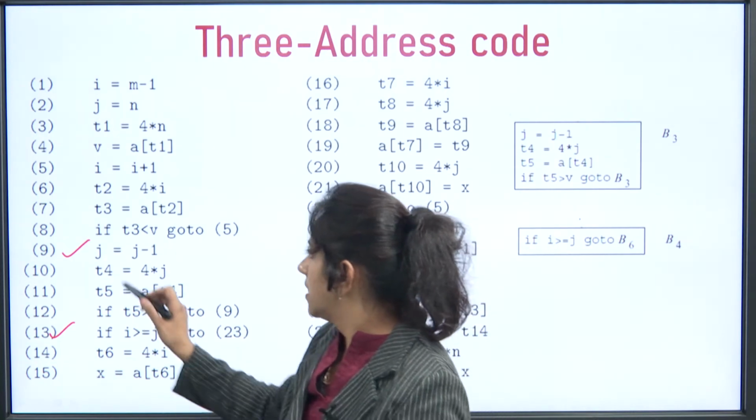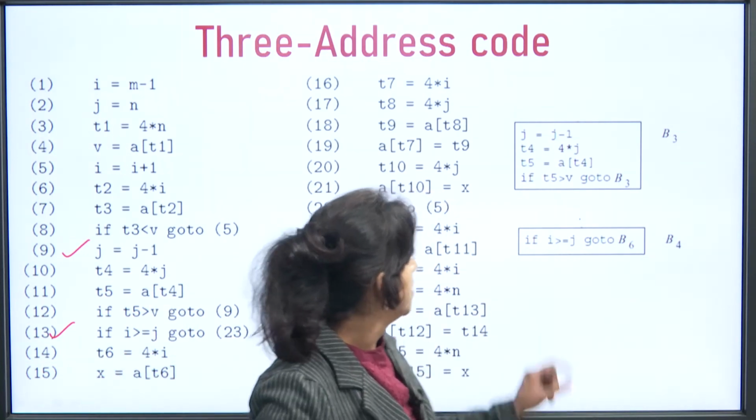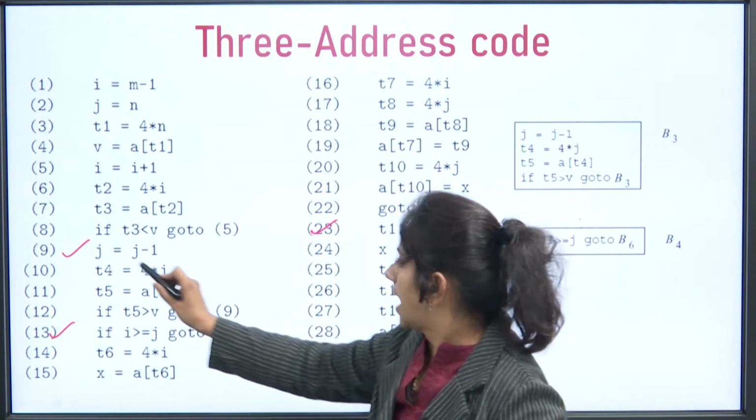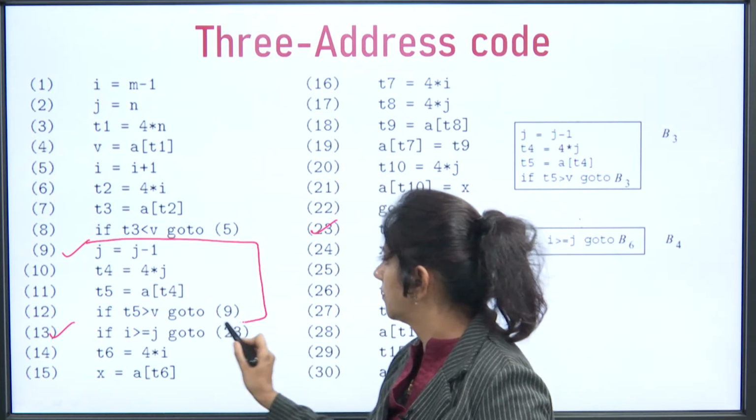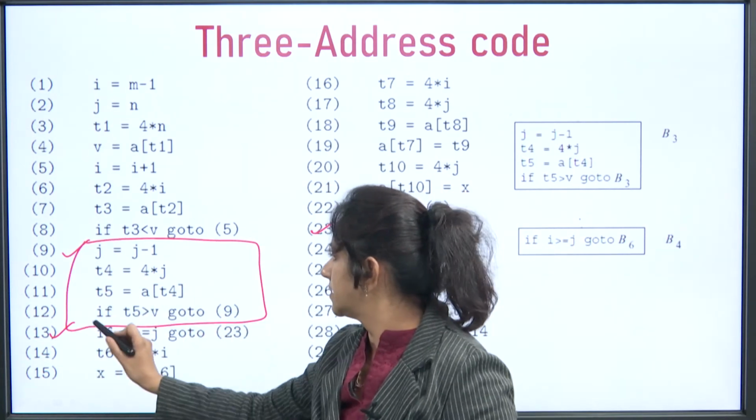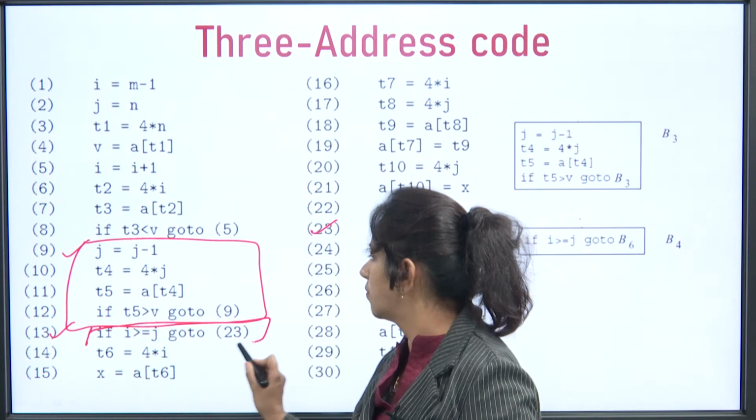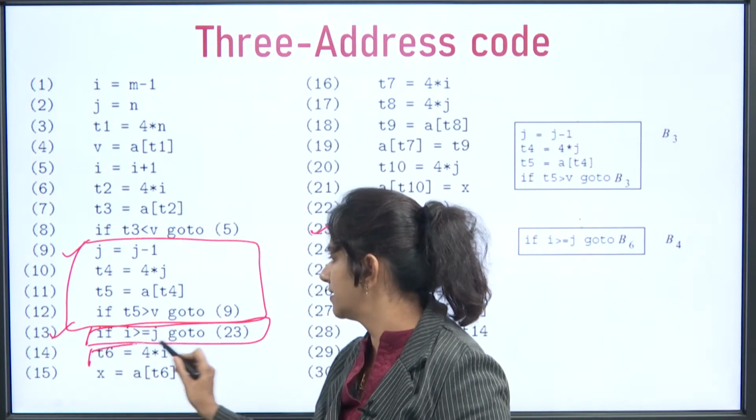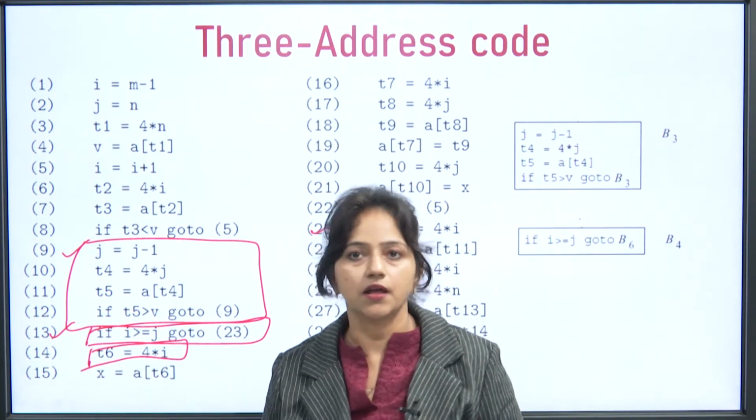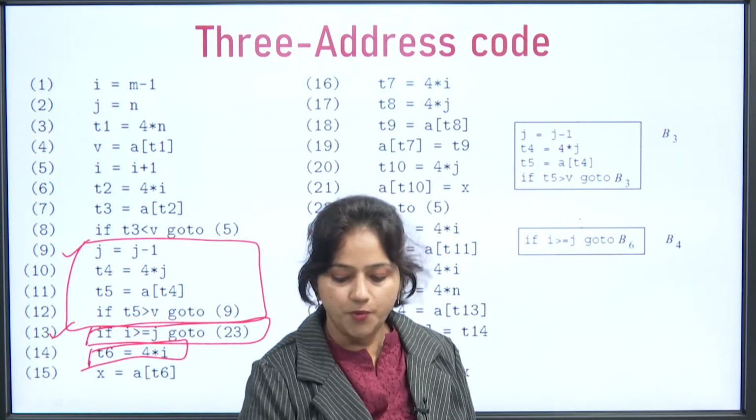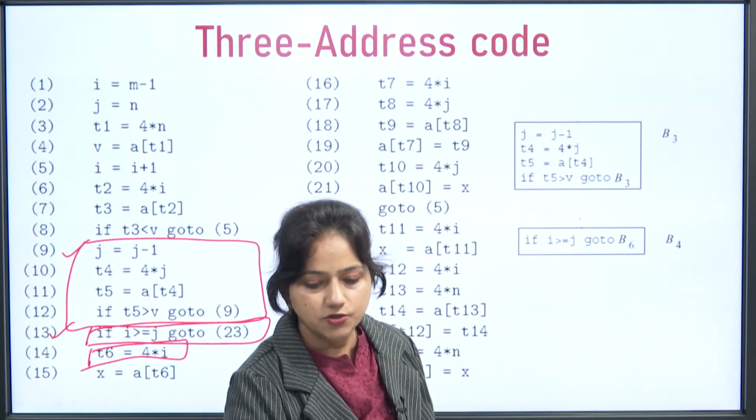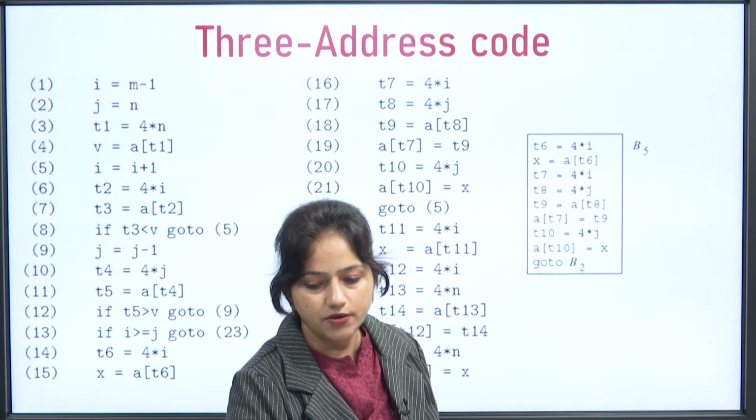Now, we should proceed. Now, block 3 will have j minus 1 up to here. So, this will be block 3. Now, this is a leader, and it has only one statement because the statement after it is itself a leader. So, this will be block 4. Now, next is to find block 5 and block 6.